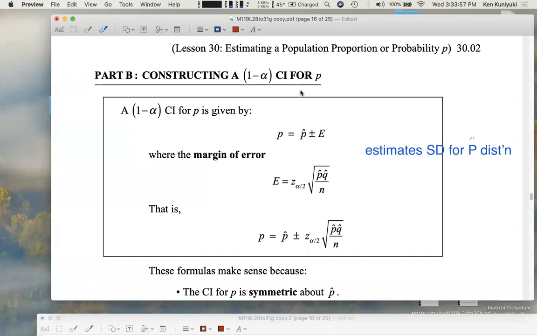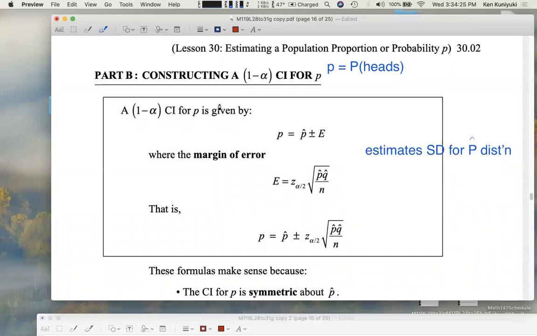Hi everyone. We are now going to construct 1 minus alpha confidence intervals, CIs, for p, a population proportion or probability. For example, little p could be the probability that a coin, like a magician's coin, comes up heads. Basically, the true probability of heads for the coin, based on physics.